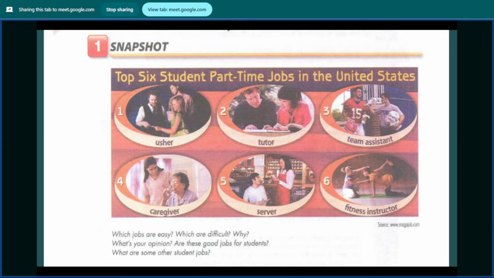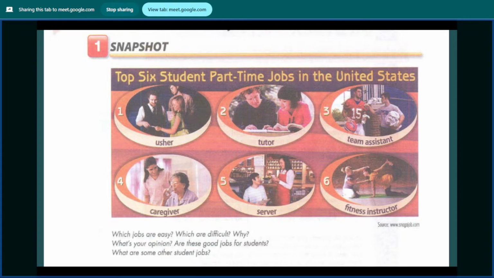Like in tutor, you have to be an expert in your subject, and also caregiver. I think it is a hard job because you have to look after the person and their needs. And fitness instructor, you have to fit yourself. I mean, you have to be fit. Then you will be a fitness instructor.